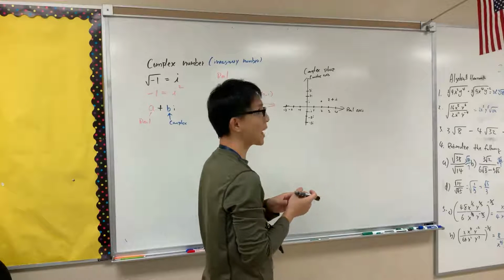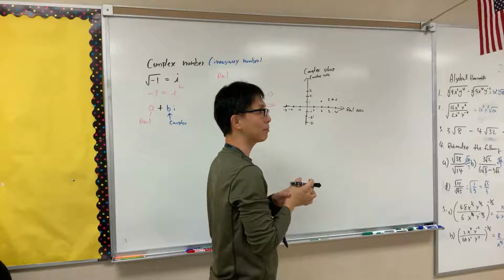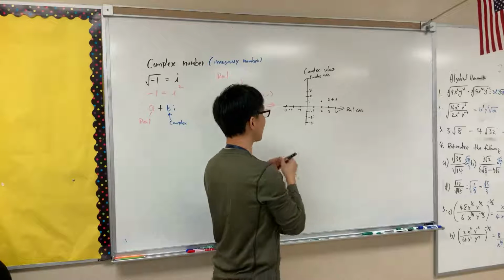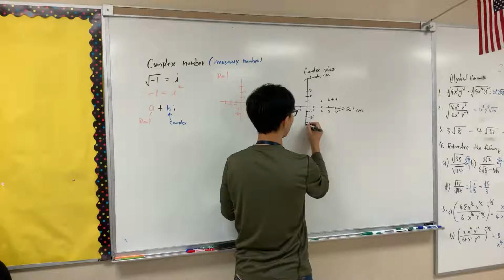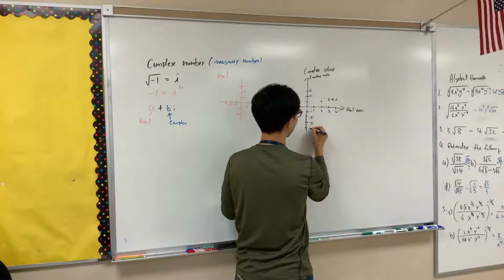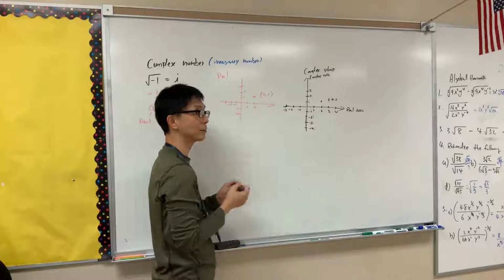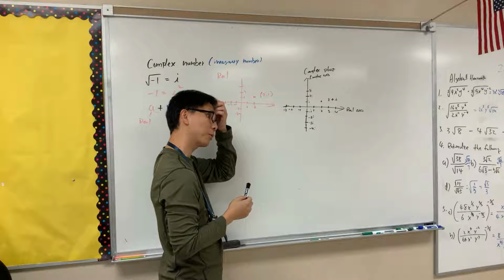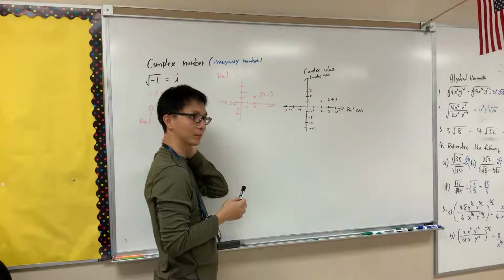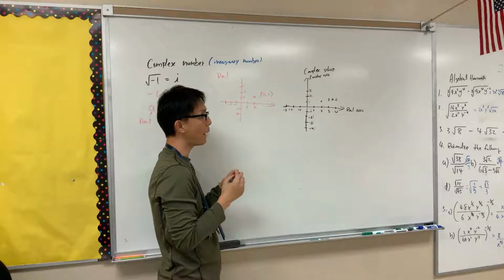Where is negative 2 minus 4i? Where's negative 2 minus 4i? Can you think about where's negative 2? Negative 2 minus 4i. Where is that? Which quadrant will it be in? Negative 2 minus 4i.